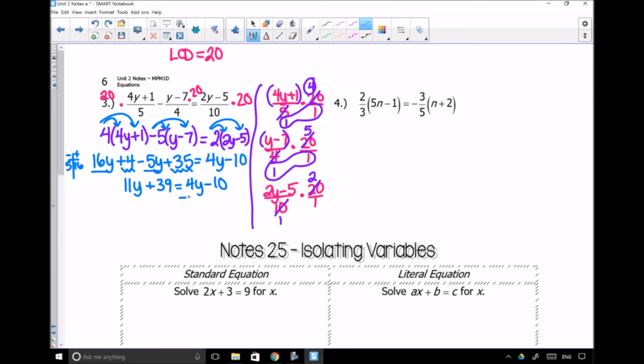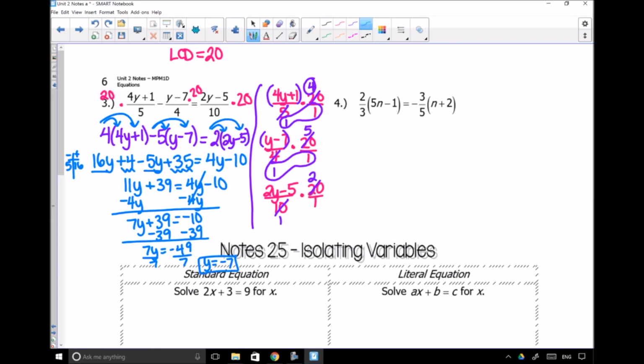Okay, now just get rid of the 4y by subtracting it. So I end up getting 7y plus 39 is equal to negative 10 because those y's cancel. Subtract the 39. So I end up getting 7y equals negative 49. Divide both sides by 7, which means y equals negative 7. And I am done with question number 3.